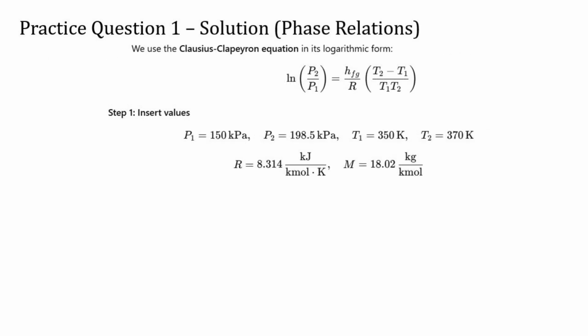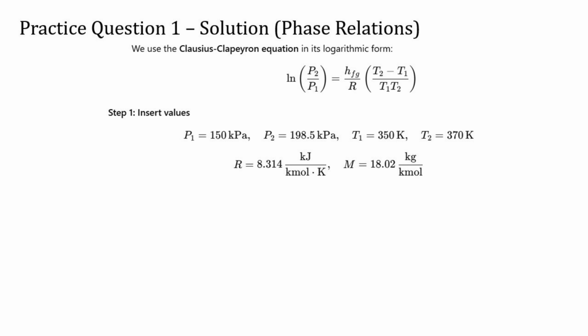We start by recognizing that this problem involves a phase change, specifically vaporization, and that we're given how the vapor pressure of water changes with temperature. Because of that, we use the Clausius-Clapeyron equation in its logarithmic form, which relates the change in pressure to the change in temperature during a phase transition.